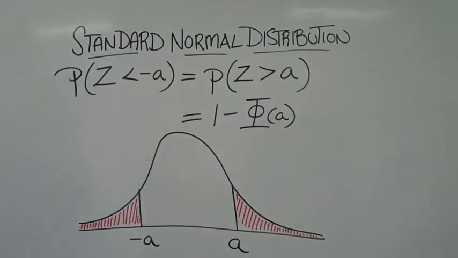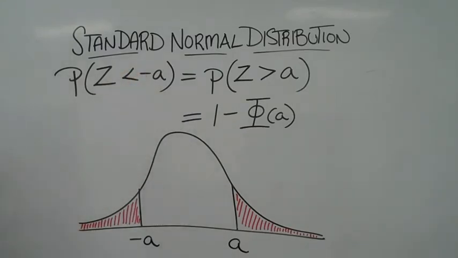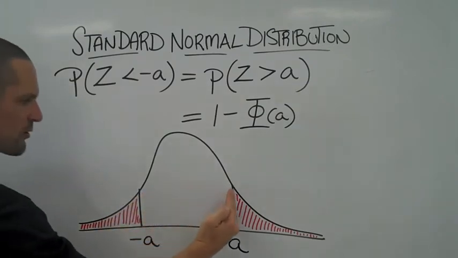What if you were asked to find the probability that your z-value is less than negative a? Well, we would not find negative a values in our chart. We only have positive a values. But by symmetry, we can see values less than negative a will be the same as values greater than a.